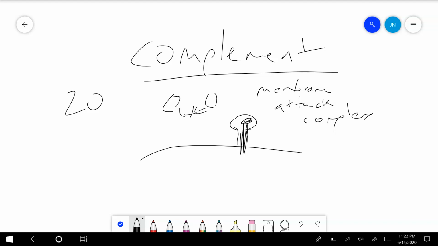Complement proteins. Now, we're not going to get into the depth of like.